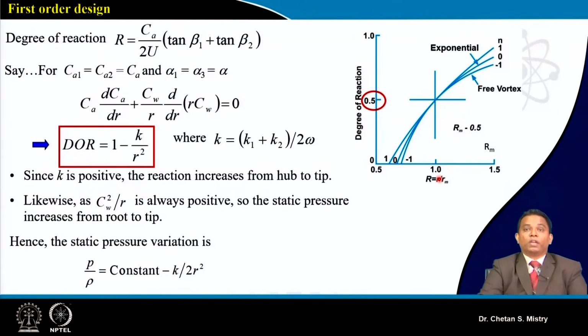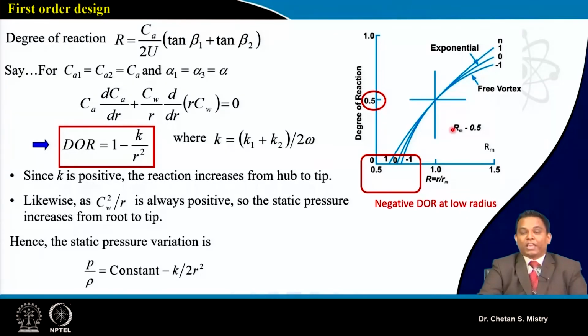So here if we look, this is my situation. We are talking about different values of n, the exponent value of n. We consider n equal to minus 1, which we select as a free vortex design. We take n equal to 0, which we have considered as an exponential design. And we have taken n equal to 1, which we consider as the first design approach, or first order design.